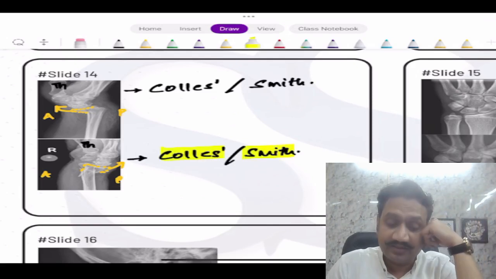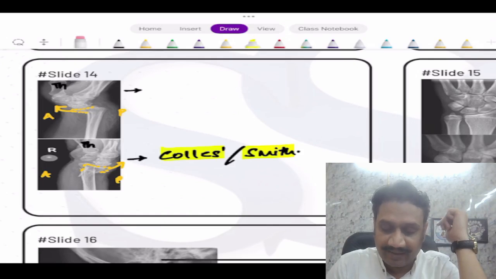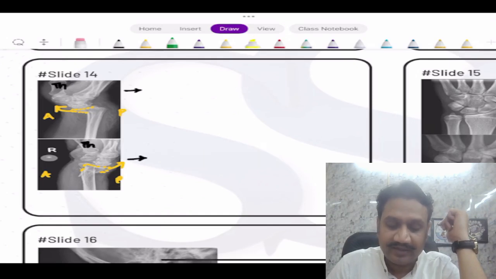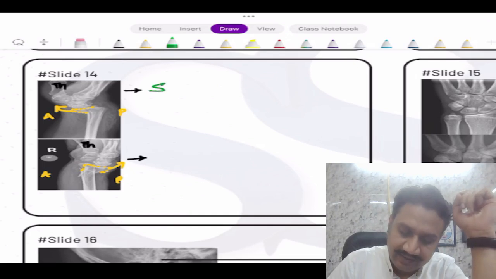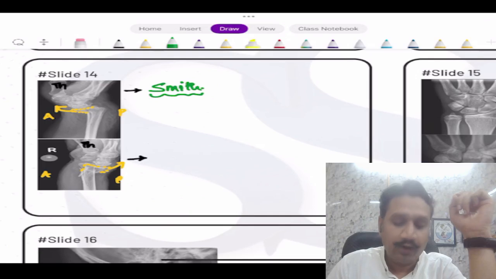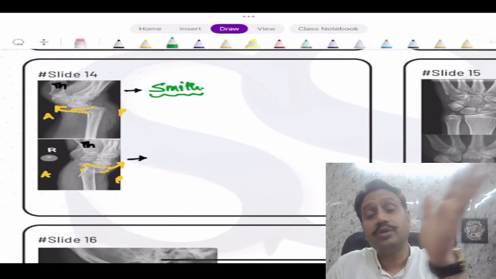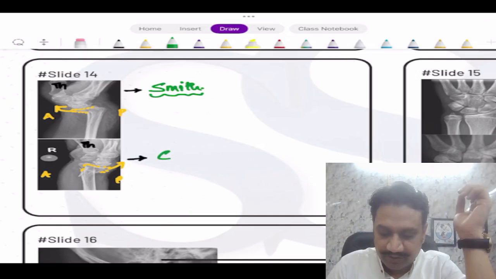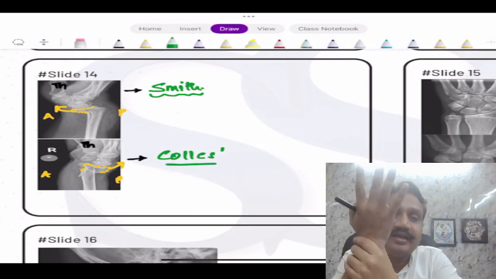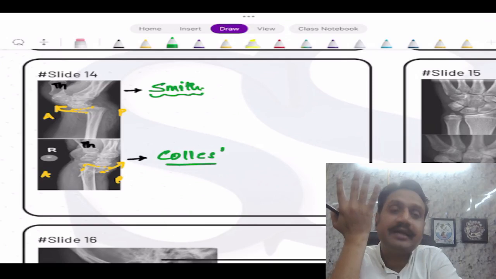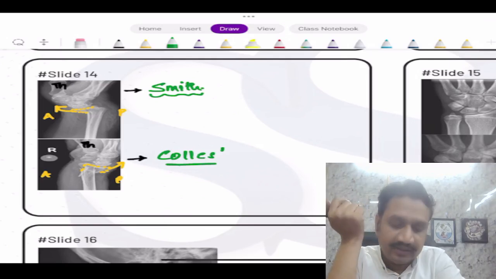Now look at the images, in which one the fragment is going on the back side, in which one the fragment is going on the front side. So in the X-ray A, what is happening? Yes, Priyanshu is right. In X-ray A, the fragment is going in front, so we are going to call it Smith. And on X-ray B, it is going on the back side, so that has to be dorsal displacement, it has to be Colles. Please remember Smith, Colles, the distal end of radius fractures, and Monteggia and Galeazzi.